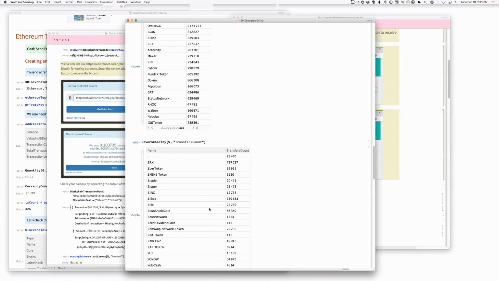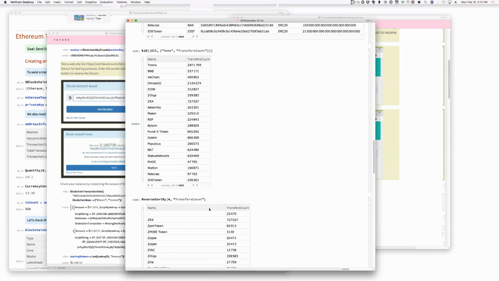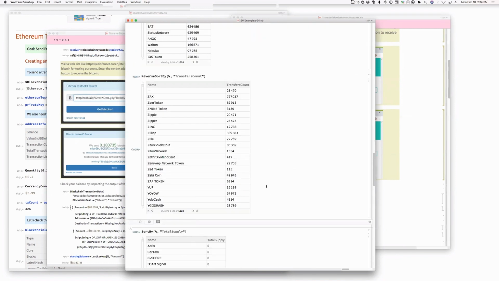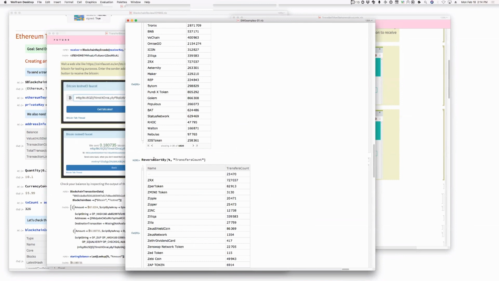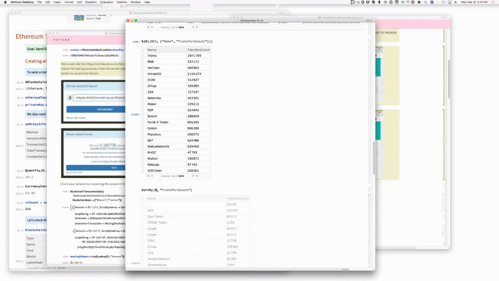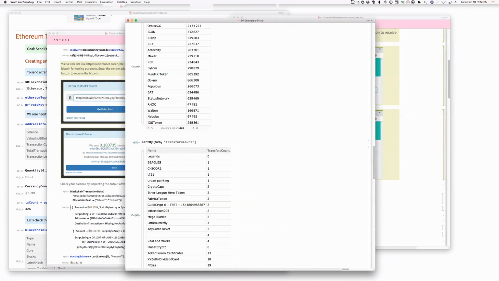Why didn't that work? What did it do wrong? Reverse sort by that, by transfers count. What did I do wrong? I am very confused. Well, let's just say sort by. I mean, maybe there's some weird bug here, but I don't think so. Sort that by, what is going on?